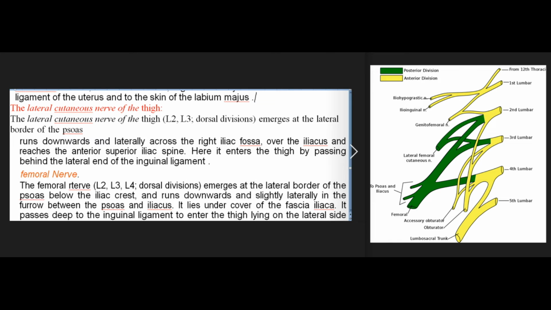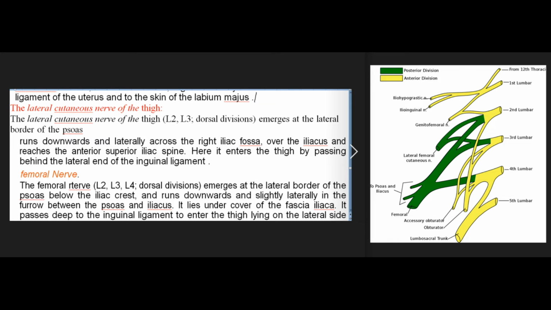The lateral cutaneous nerve of the thigh, L2, L3, dorsal divisions, emerges at the lateral border of the psoas, runs downwards and laterally across the right iliac fossa, over the iliacus and reaches the anterior superior iliac spine. Here it enters the thigh by passing behind the lateral end of the inguinal ligament.